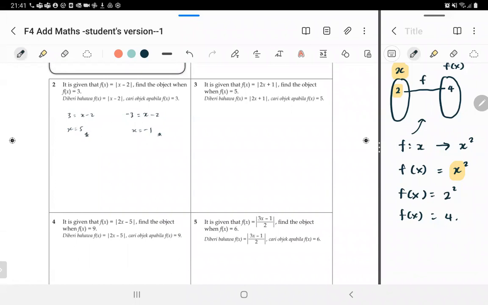Correct? Negative 3 and 2. So for this one, f(x) equals modulus 2x plus 1. Then 5 equals 2x plus 1, and negative 5 equals 2x plus 1. So 2x equals 4, x equals 2, and then 2x equals negative 6, x equals negative 3.